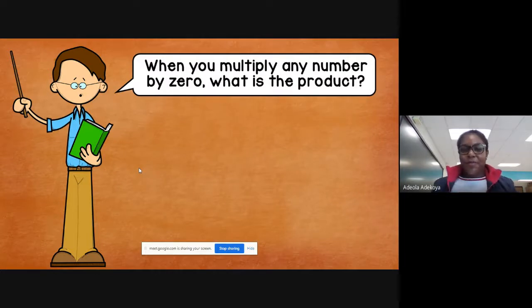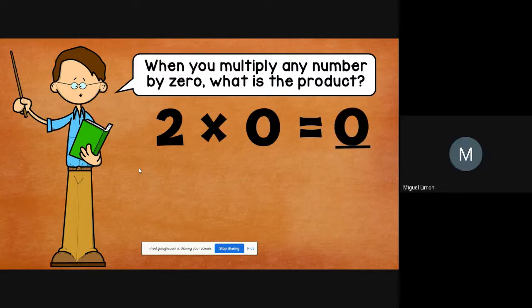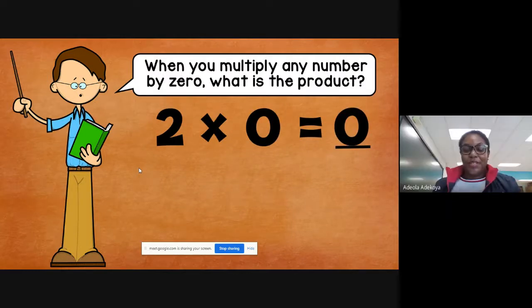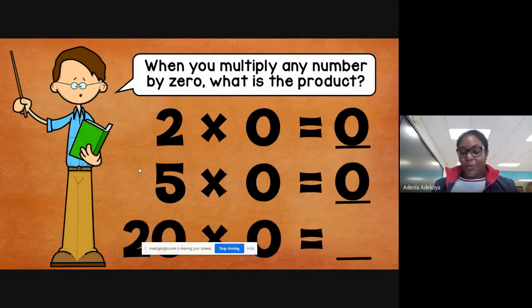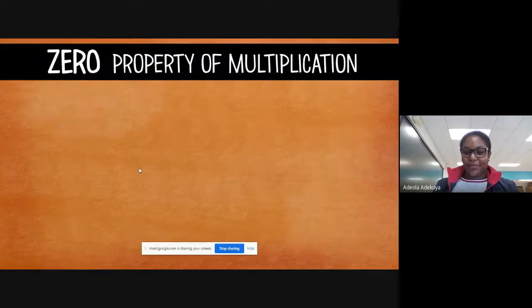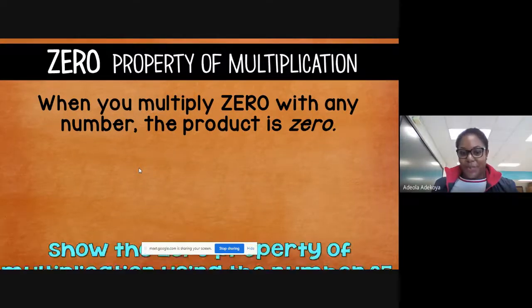When you multiply any number by 0, what is the product? 0. Any number you multiply by 0 is 0. That's why it's the easiest. So 2 times 0 is 0. 5 times 0 is 0. 20 times 0, if you guess 0, you are correct. So when you multiply 0 with any number, the product is always 0.